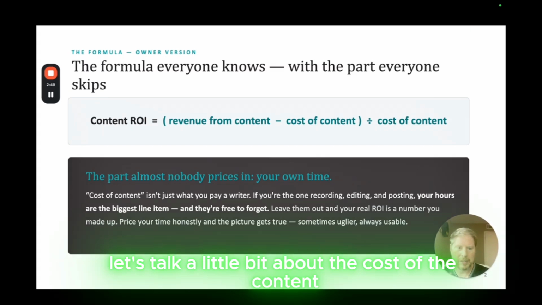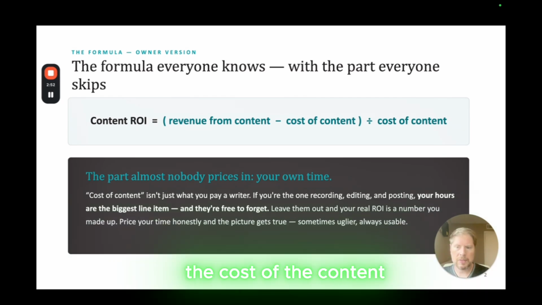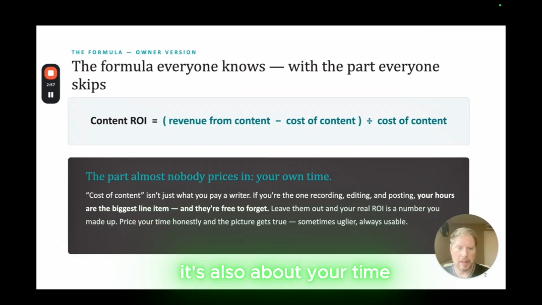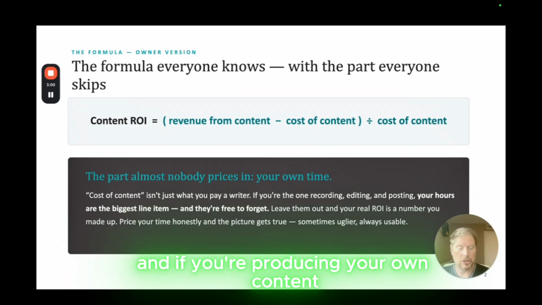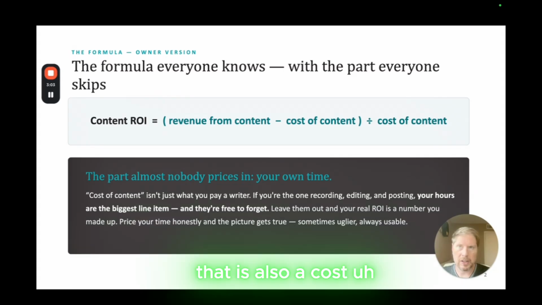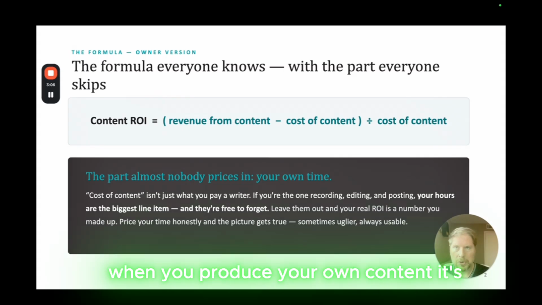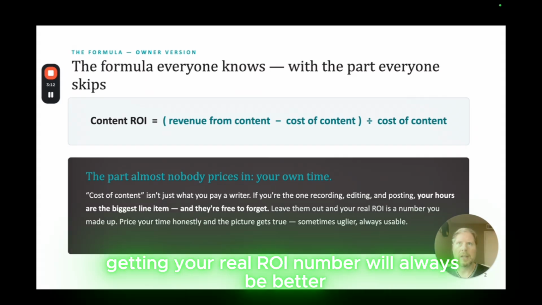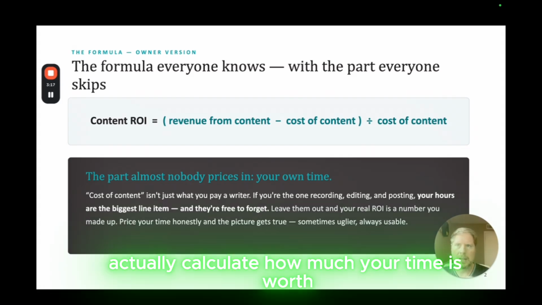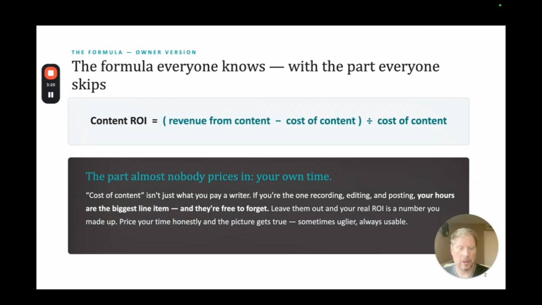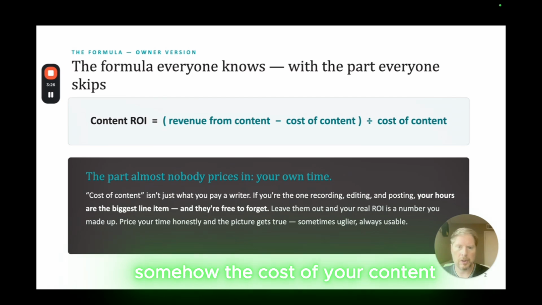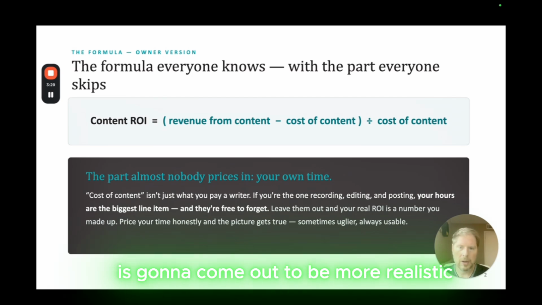But let's talk a little bit about the cost of the content. The cost of the content isn't just what you pay someone to produce it. It's also about your time. And if you're producing your own content, that is also a cost. People say, "Oh, when you produce your own content, it's free." That is totally false. That takes time. Getting your real ROI number will always be better if you actually calculate how much your time is worth. So if you're spending huge amounts of time and you can quantify that time somehow, the cost of your content is going to come out to be more realistic.